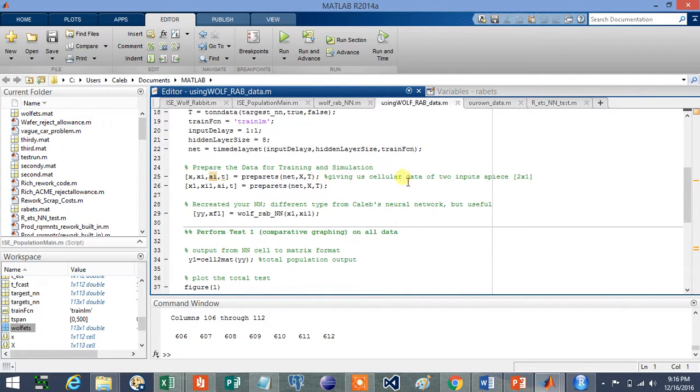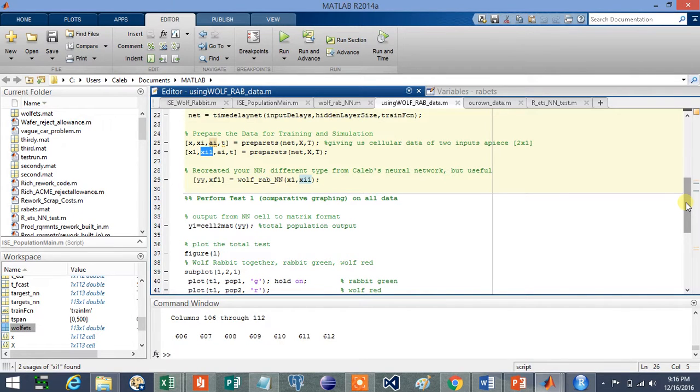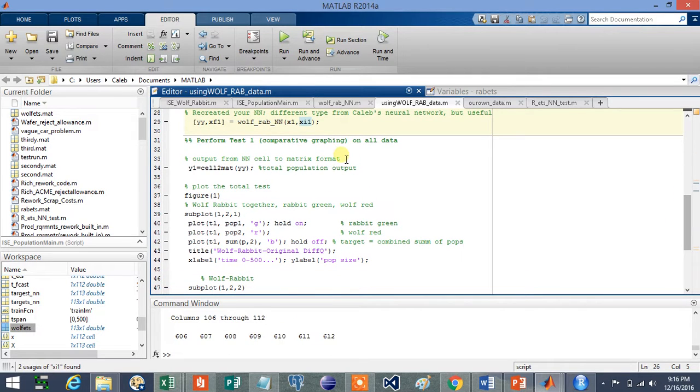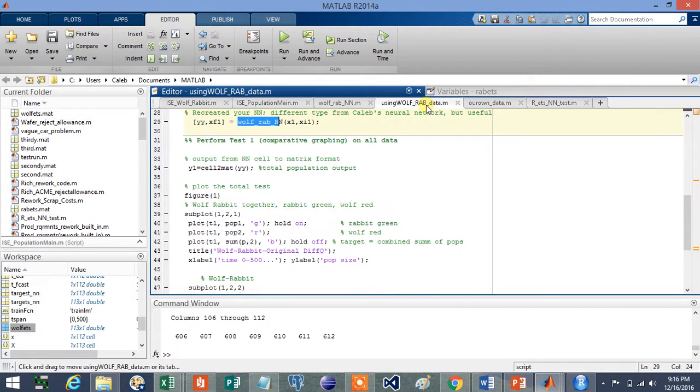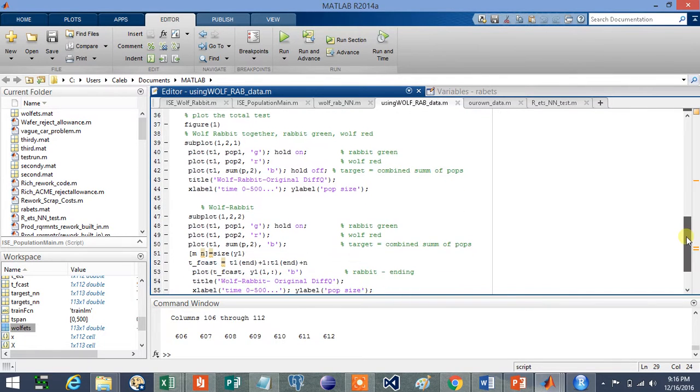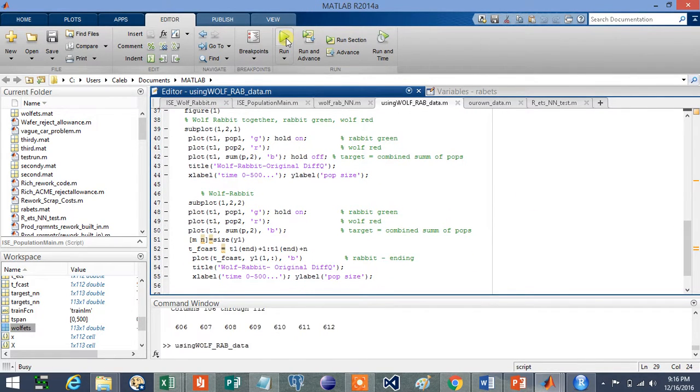This is how we got our cellular data for our X and for our XI1, I apologize, which is the initialization or the one delay back. And then our output would be in the format of the total population, which is derived from our equation, wolf-rabbit neural network, that I just pointed out, that was generated by the neural network application in MATLAB. So I'm going to run this code, and then we graphed what it would look like.